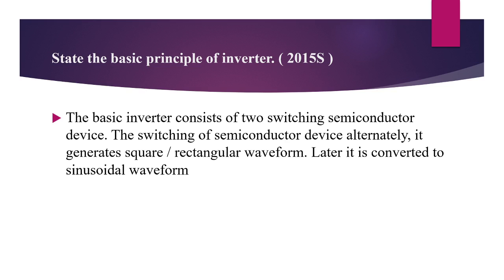State the basic principle of inverter. Basically an inverter consists of two semiconductor devices. By switching the semiconductor devices alternately, it generates a square wave or rectangular waveform, which is later converted into a sinusoidal waveform. First we understand what an inverter is. It is a device or equipment which converts DC voltage into variable voltage, variable frequency AC supply.